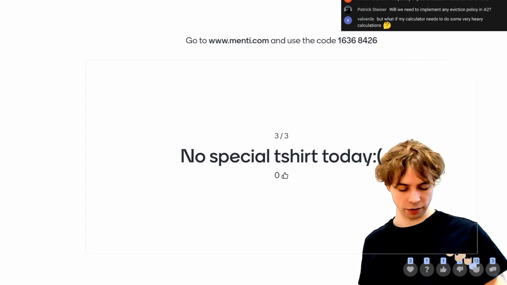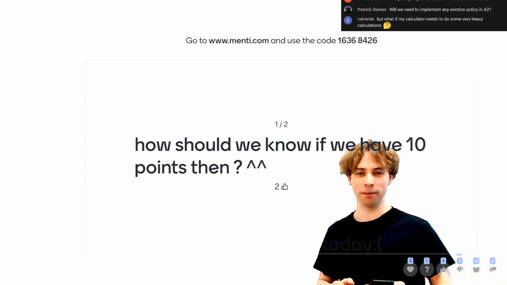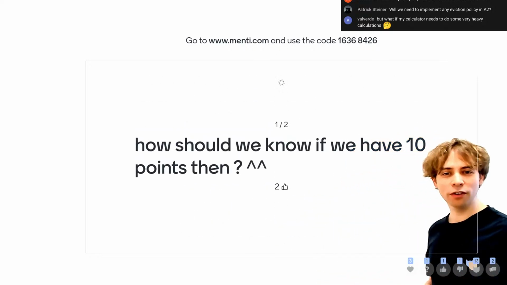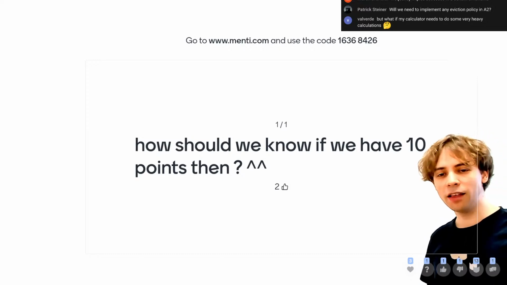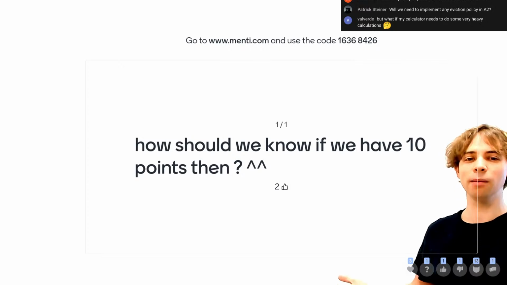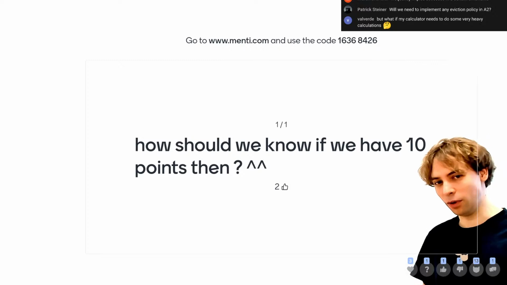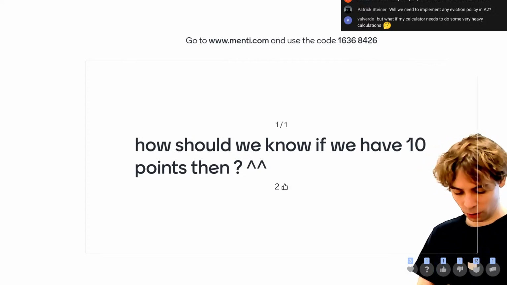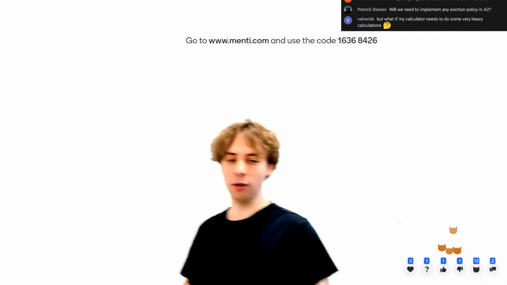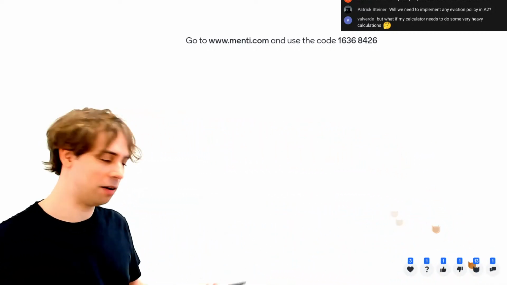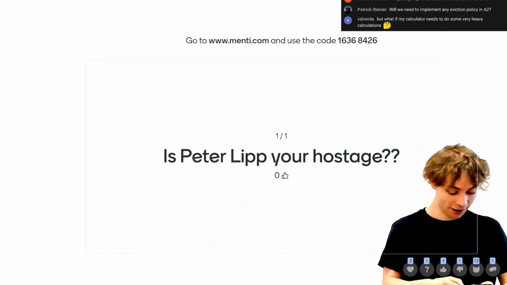No special shirt today. Yeah, I should have gotten out a Spectre or Meltdown shirt, I guess. How should we know if we have 10 points then? Like in any other exercise where you don't know in advance how many points you have. It's not as if you in every exercise would know exactly how many points you have at any point in time. So you have to implement things and then... Is Peter Lipp your hostage? Not that I'm aware of.